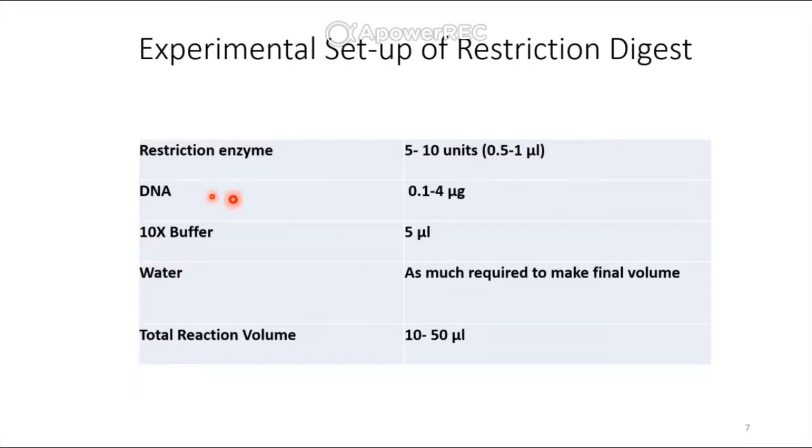For your DNA, you want to have somewhere between 0.1 to 4 micrograms of DNA. Buffer, about 5 microliters. And then water, you're going to top off, so your total reaction volume is then 10 to 50 microliters. You don't have to memorize any of these units. I just wanted to show you how this is usually set up in a test tube.